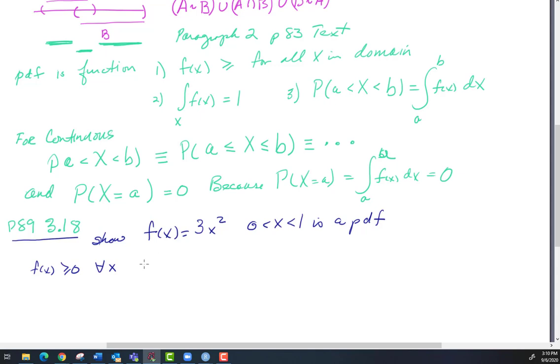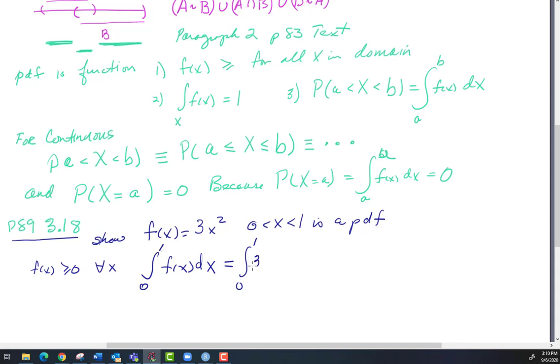And then number 2, we have to show that the integral, now it's over the whole domain here, so it would be 0 to 1, of f of x dx, I have to show that that's equal to 1. Well, this would be the integral from 0 to 1. Made a mistake here. I don't have any of you in the room with me to correct me when I make these mistakes, and so I've got to be my own editor, and that's not ever a good thing.